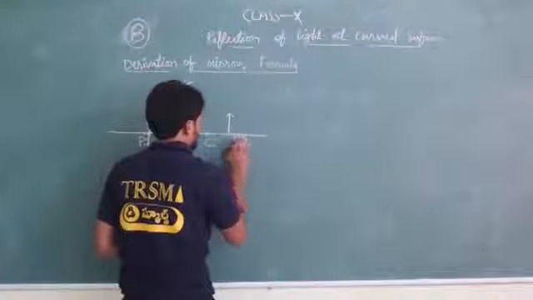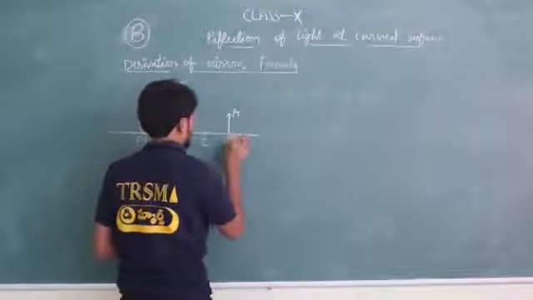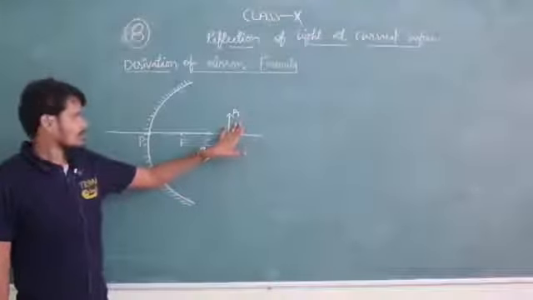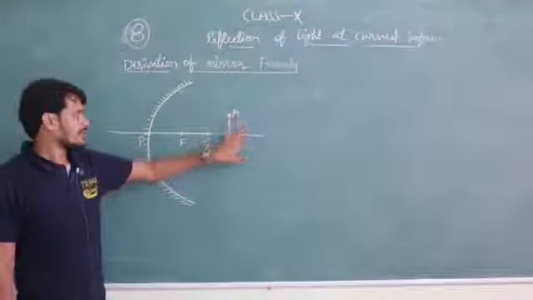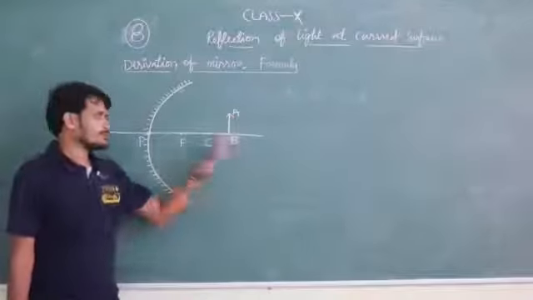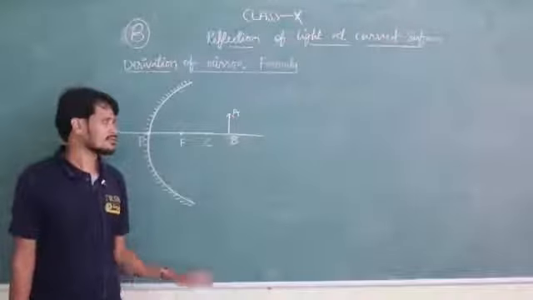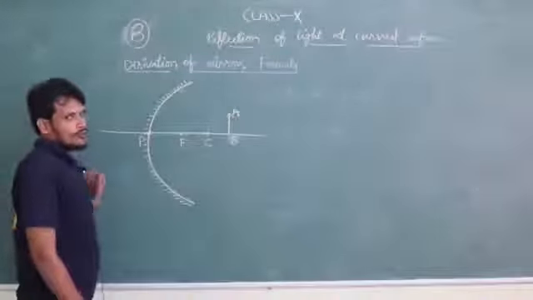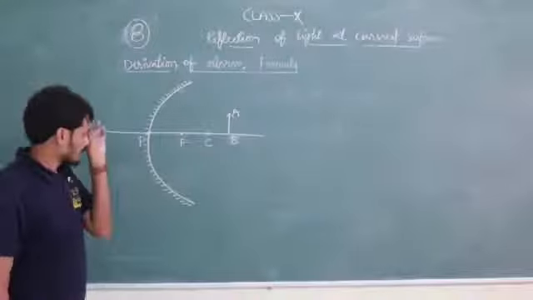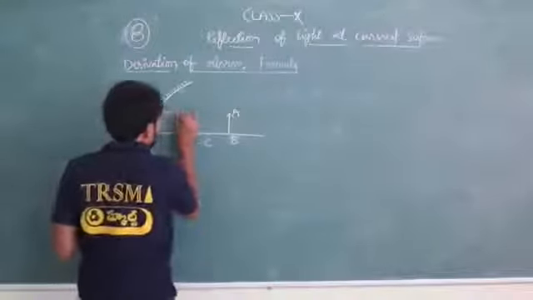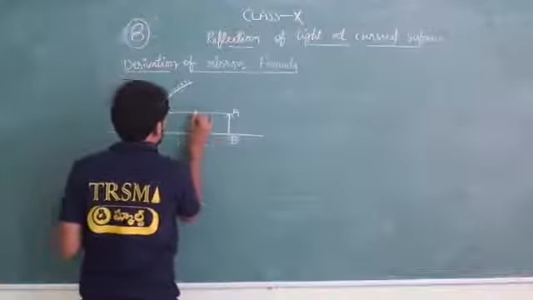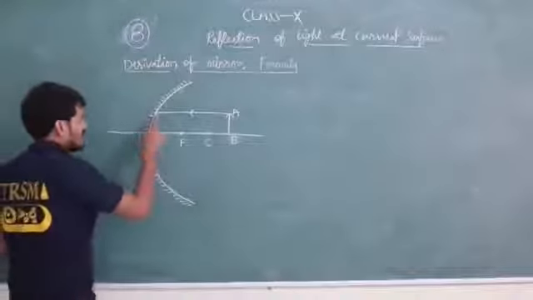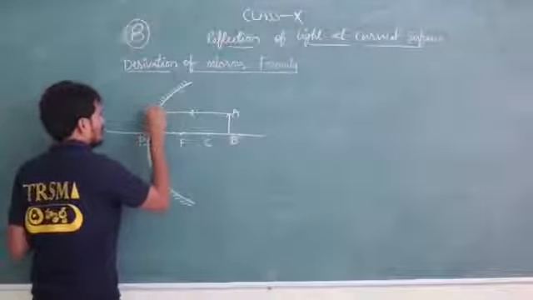Say the object name is AB. AB is an object placed on the principal axis. Now imagine one incident ray coming from the tip of the object. That incident ray is parallel to the principal axis, and that incident ray strikes the mirror at X.